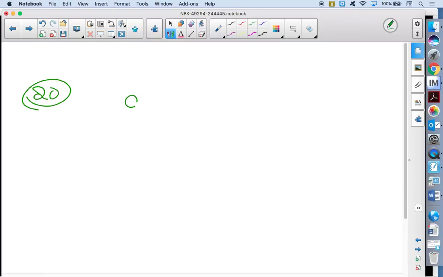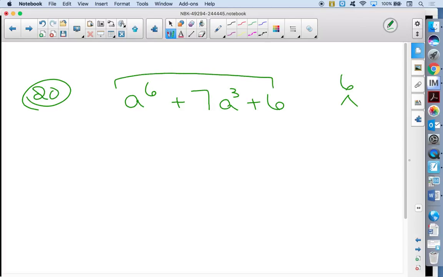So number 20, Shaylin, how did you start it? My answer didn't match up. Okay. So you did AC grouping. What numbers did you use? 1 and 6. So you have a to the 6 plus a to the 3rd, plus 6a to the 3rd plus 6.